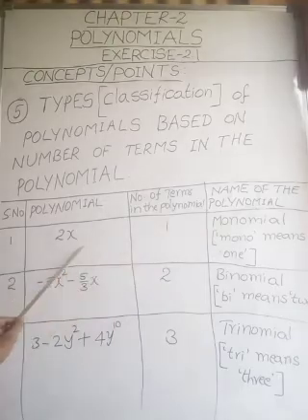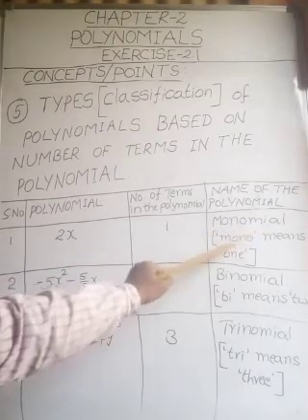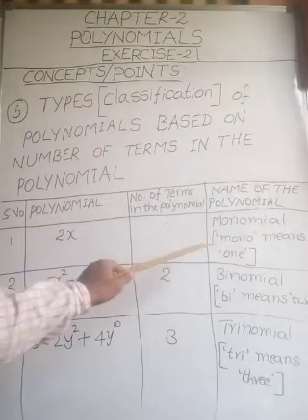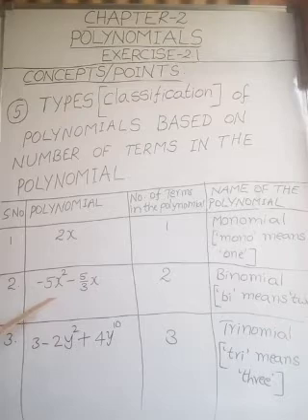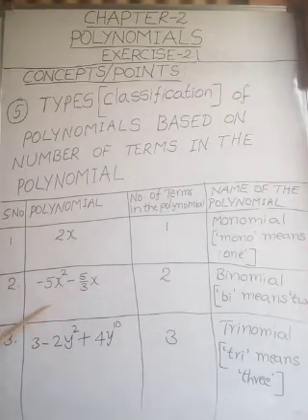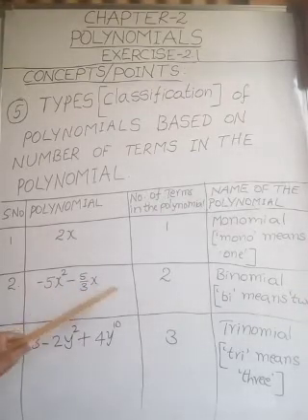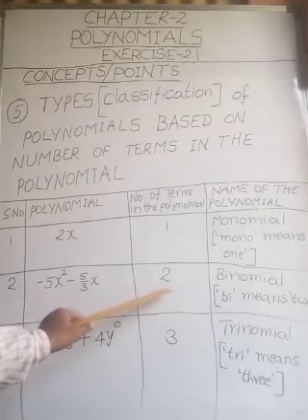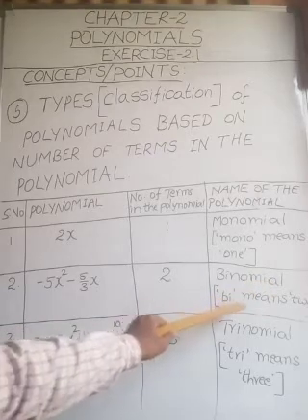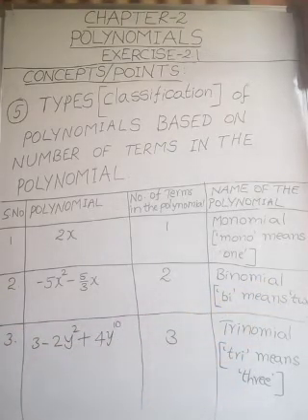So this polynomial is called monomial. Mono means one and only one term is there. That is why this polynomial is called monomial. Understood this point, my dear children? Right. Now come to the second example. Minus 5x square minus 5 by 3x. How many terms are there? This polynomial has only two terms. So this polynomial is called binomial. Bi means two. Is it clear, my dear children?